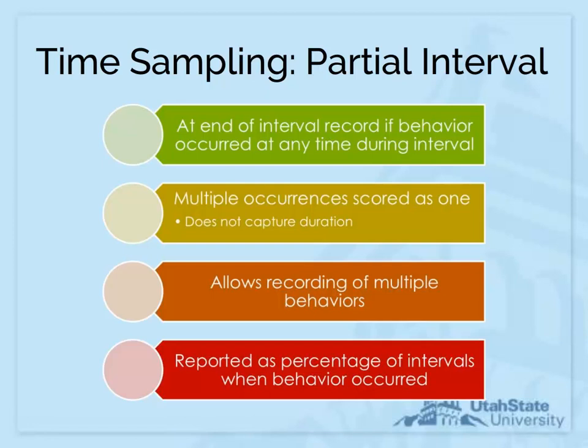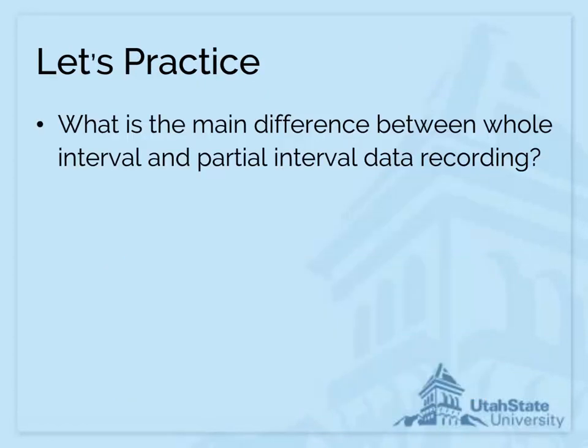Other than that minor difference, the data is reported the exact same way as it is in our whole interval procedure. So what is the main difference between whole interval and partial interval recording?